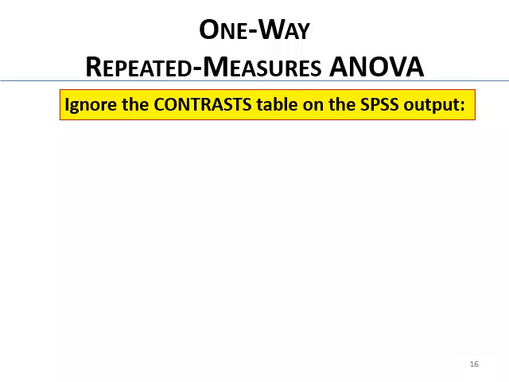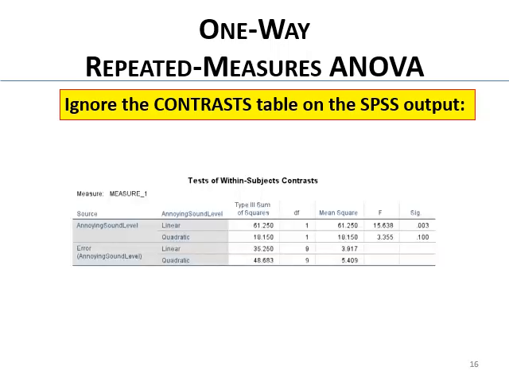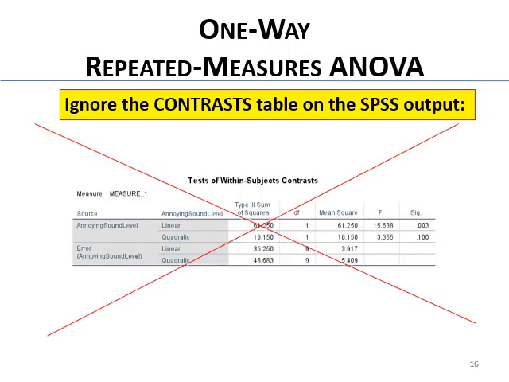So you need to ignore the contrast table on the SPSS output. This is another thing that it spits out that confuses people. It's scary looking. It's got the word quadratic in it. We don't ever use this in this class, so don't worry about it. So make sure to ignore that.